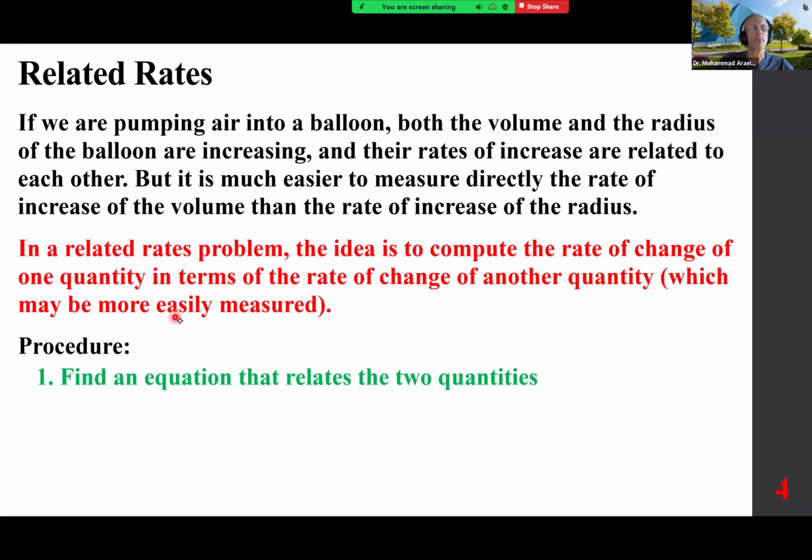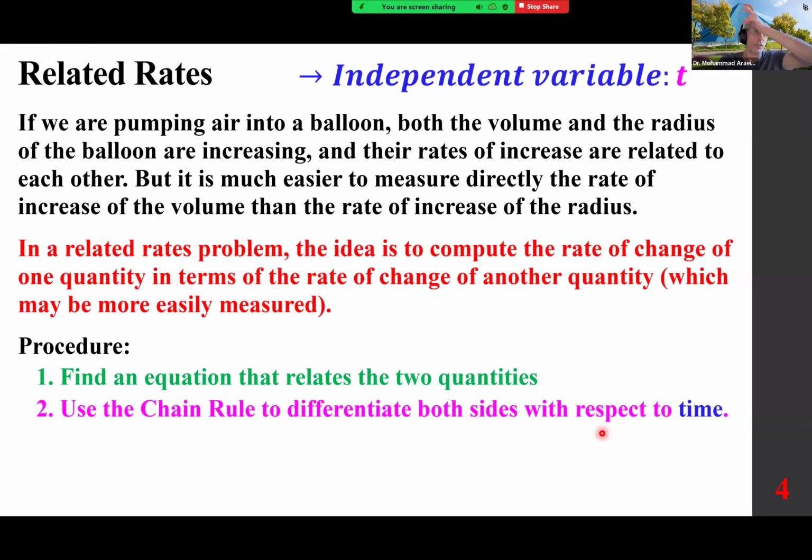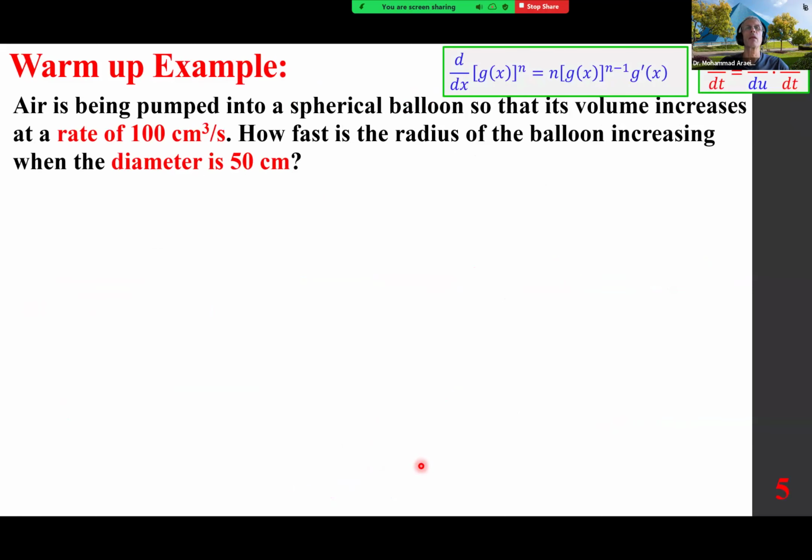Procedure. Number 1, find an equation that relates the two quantities. Number 2, use the chain rule to differentiate both sides with respect to time. So the independent variable is t. Therefore, dy/dt is dy/du times du/dt in this case. We are going to look at the same situation with numbers as a warm-up example, everybody.